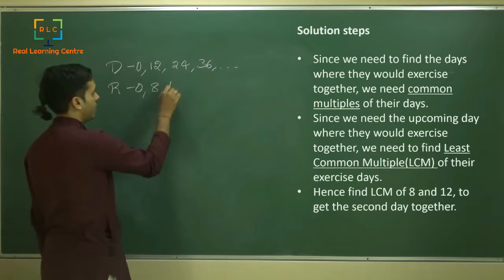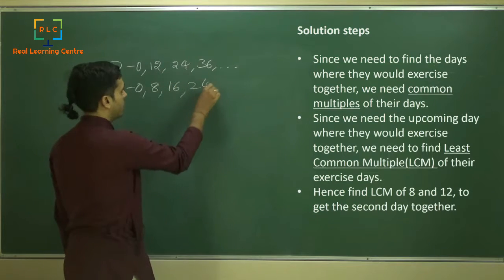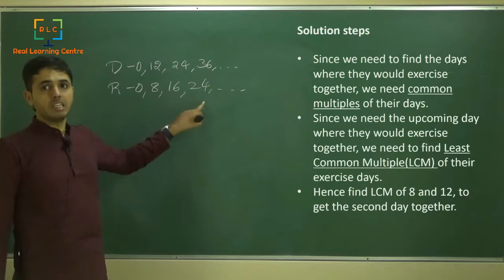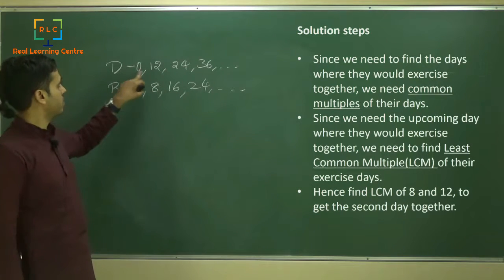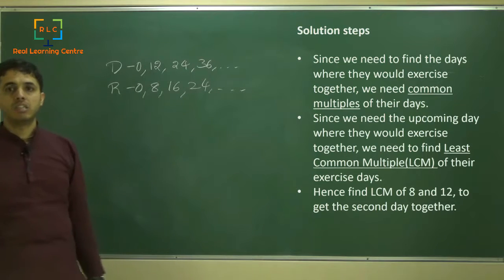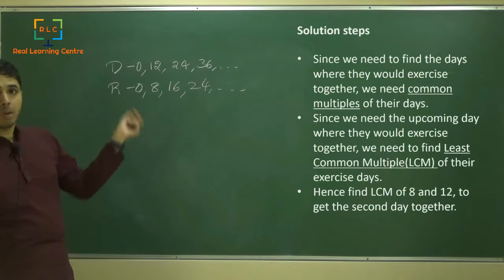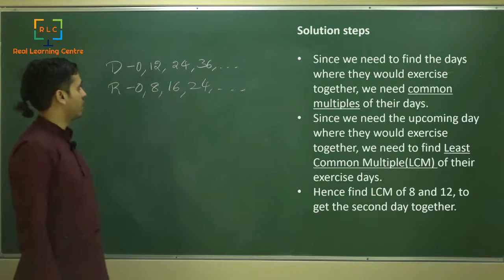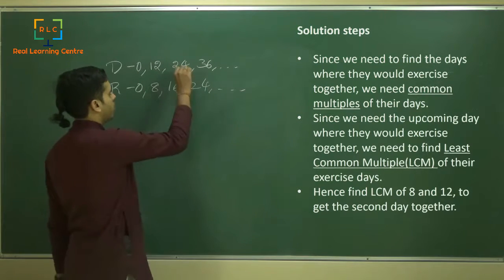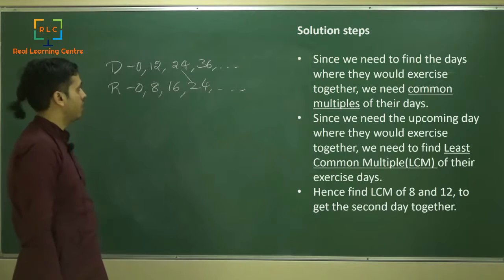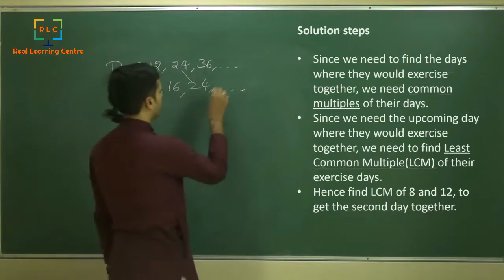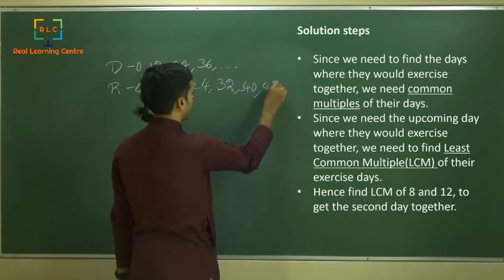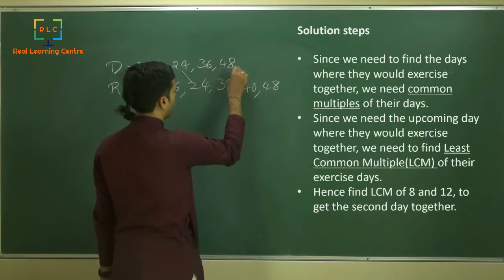Now Ramu, he exercised today, and then after 8 days, and then after 16. So like this, he goes on exercising with an interval of 8 days, and she will go on exercising with an interval of 12 days. Okay, that's why it's multiples. Why common multiples? Because they have to come together again. So here if you see, they have come together again after the 24th day. Similarly, if it continues, then it's 32 and 40 and 48, and here it is 48.